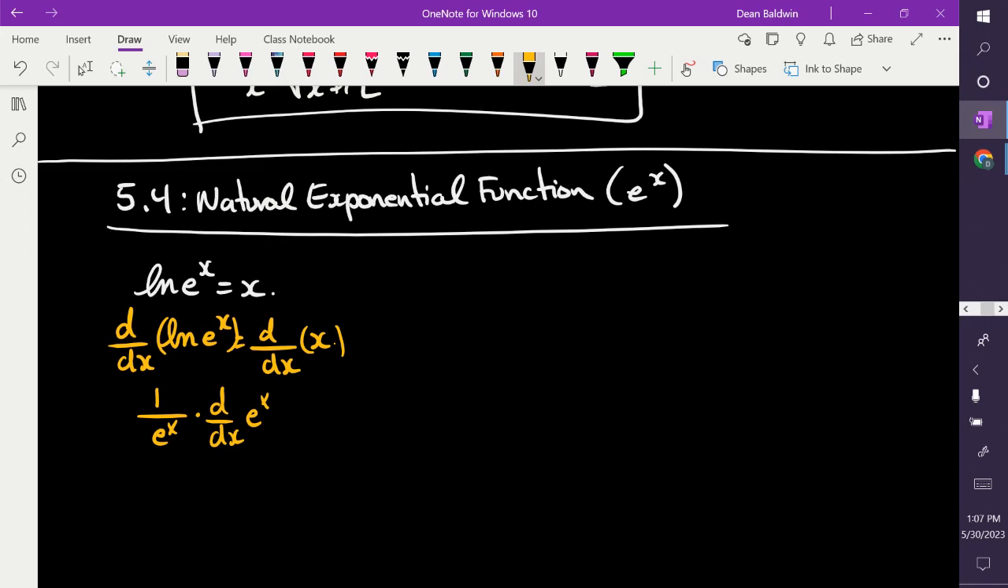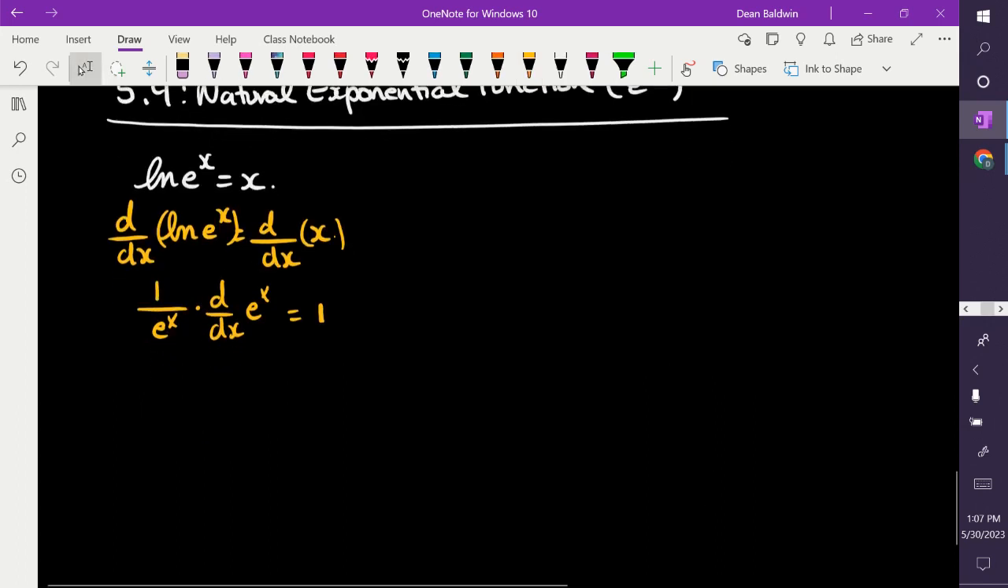Does that make sense to everybody? That's just the natural log derivative, u prime over u. What's the derivative of x with respect to x? Just 1, right? Okay. So now I'm going to multiply this e to the x up to the other side. Have I done anything that makes no sense?